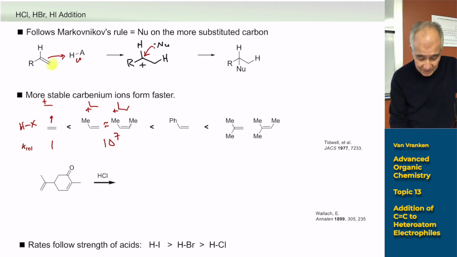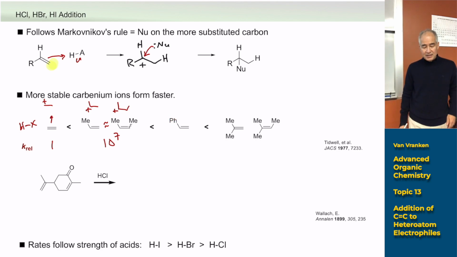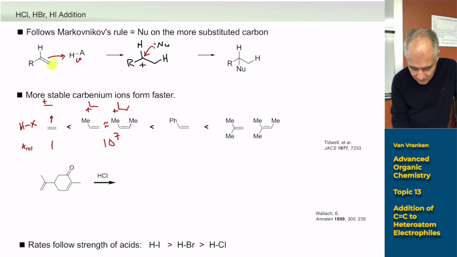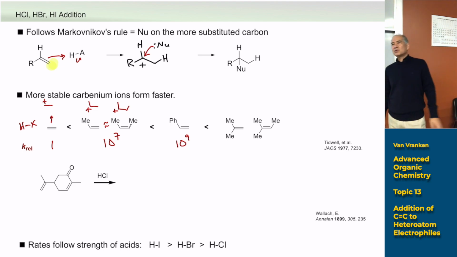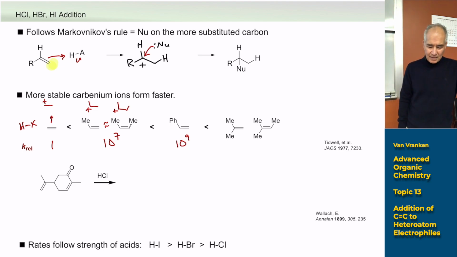Now, if your substituent has double bonds in it, like this phenyl group, a phenyl group is a pi system. You can stabilize the resulting carbenium ion through resonance. And that's better than just having an alkyl group on there. So benzene rings are another 100 times faster than just a regular alkene. So let me go ahead and put a number here. That's about 10 to the 9th. So now we're talking 1 billion times faster than ethylene. The resulting carbocation should be much more stable.